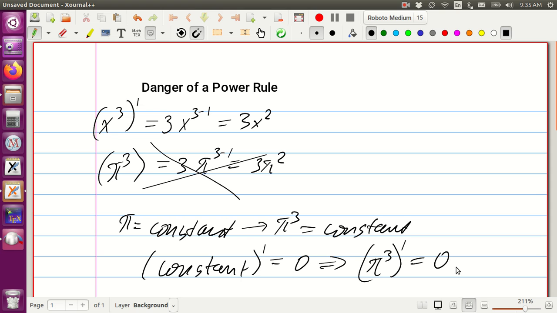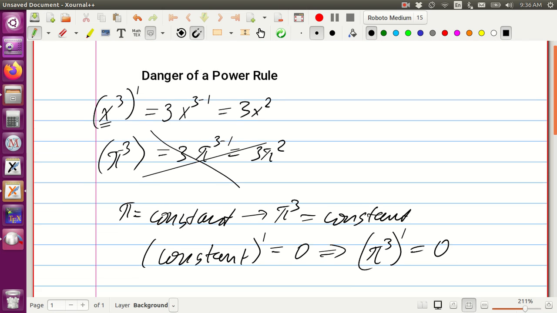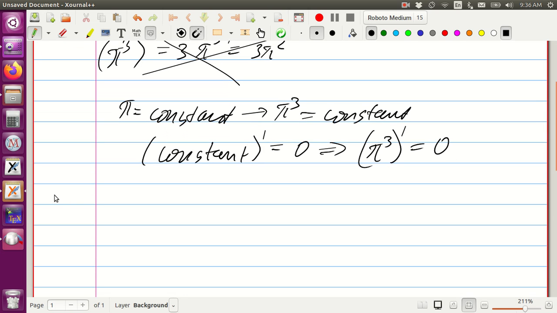So be careful. Here it should be a variable or some expression with the variable cubed. If it's some constant cubed, then the answer should be 0 for the derivative. So that's why this is a really dangerous rule to use. All right, so we discussed it a little bit. And the next idea that we need is the product rule.